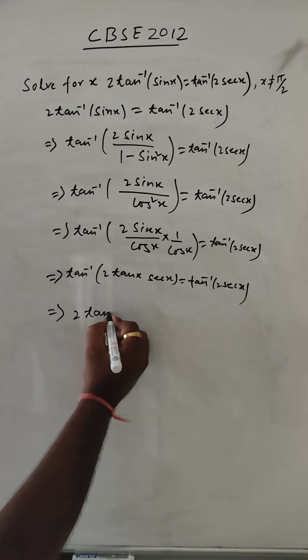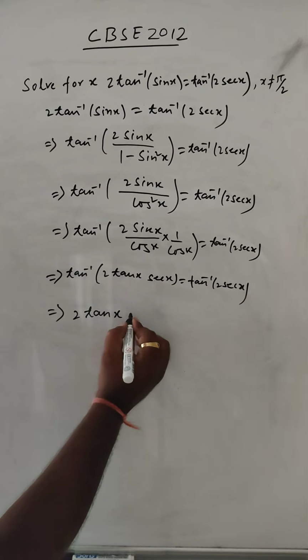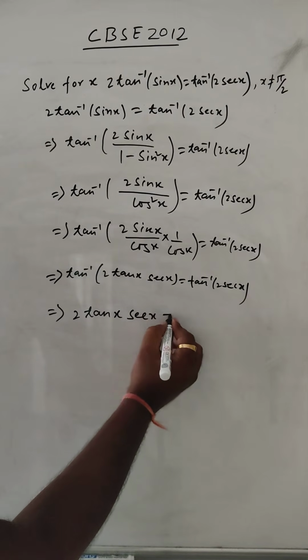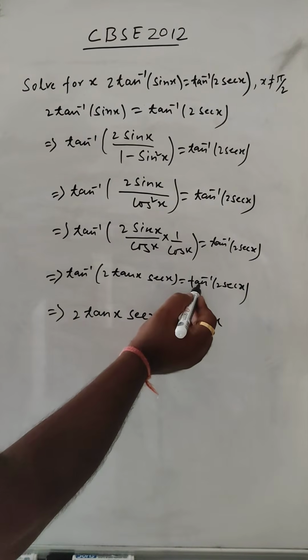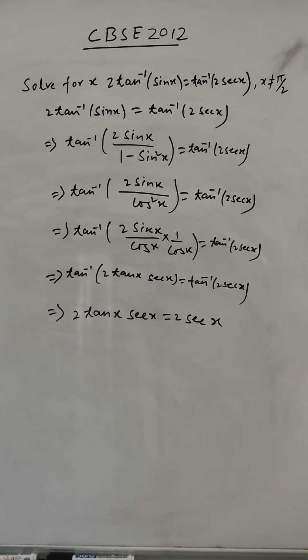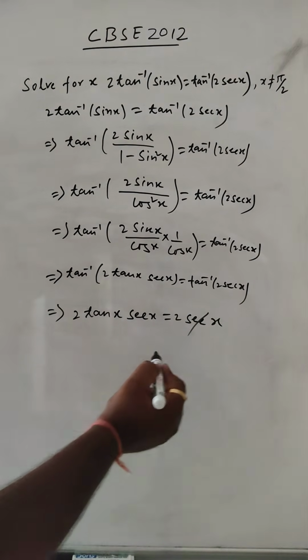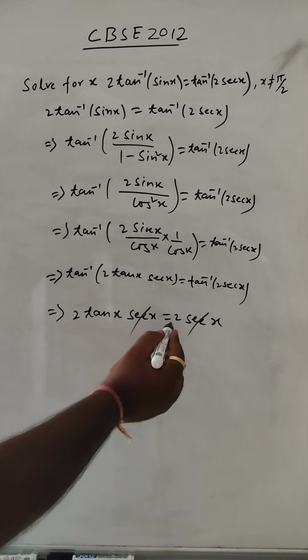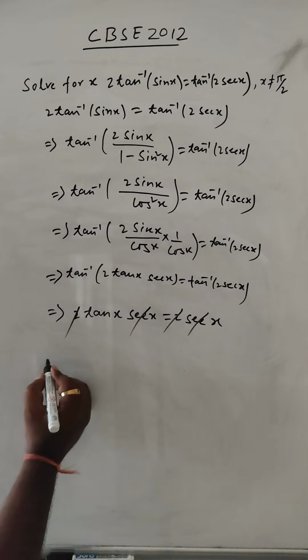Now in the next step, tan inverse 2 tan x sec x is equal to 2 sec x. We can remove this tan inverse on both sides. Till this point there is no issue. Now sec x, can we cancel? The 2 can be cancelled, so tan x is equal to 1.